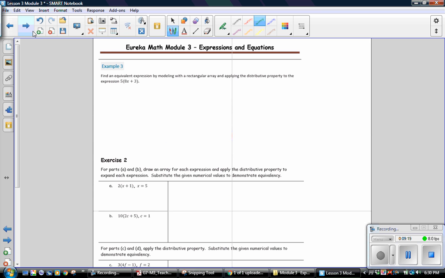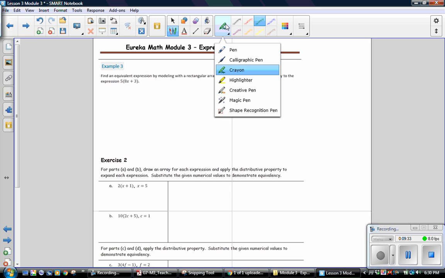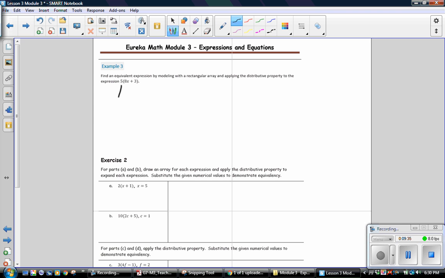Example 3. Find an equivalent expression by modeling within a rectangular array and applying the distributive property to the expression 5 times the quantity 8x plus 3. 5 is going to be the length of our box, and 8x plus 3 is going to be the width of our box. For the 8x, remember that x was about this long, and we're going to use 8 of those. So that's 1, 2, 3, 4, 5, 6, 7, 8. So that is our 8x.